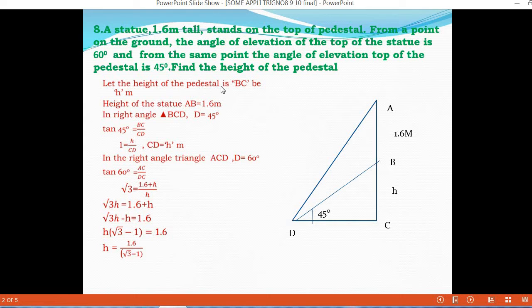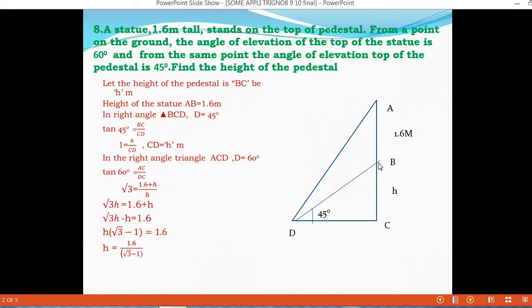Here the height of the pedestal is BC, let it be H meter. The height of the statue AB is equal to 1.6 meter.